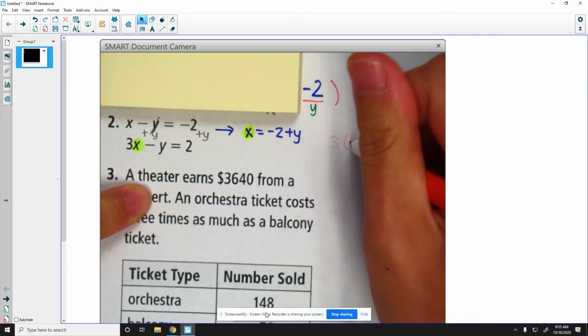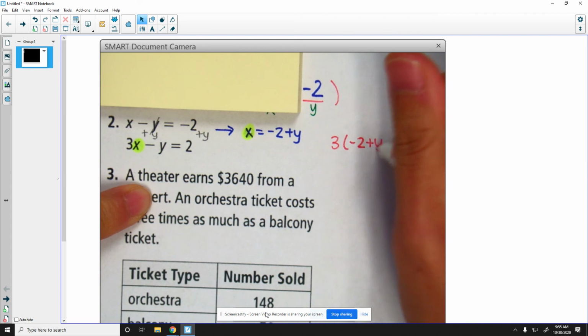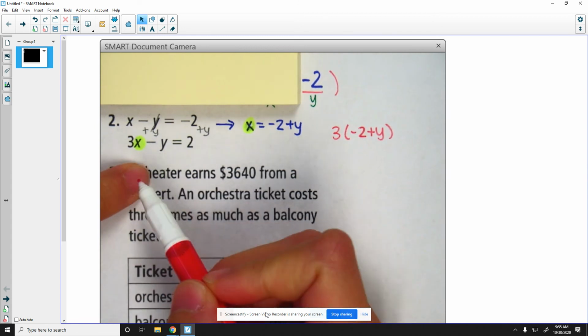3 times -2 plus y minus y equals 2. Perfect. Okay, so let me repeat what she said.